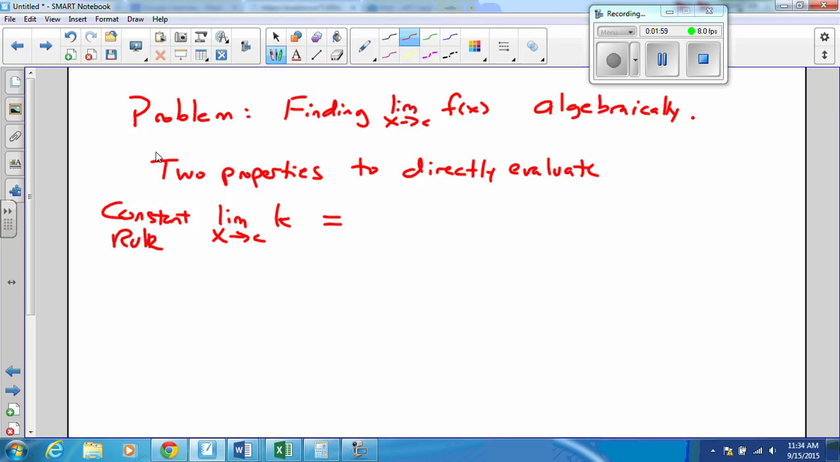5. So if f of x is equal to 5 for all values of x, then what is the limit as x goes to c of 5? It must be 5. That's right. This is our constant rule. The limit as x goes to c of any constant is equal to that constant.